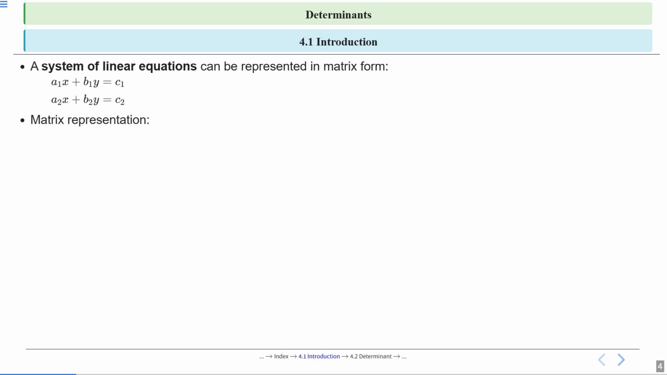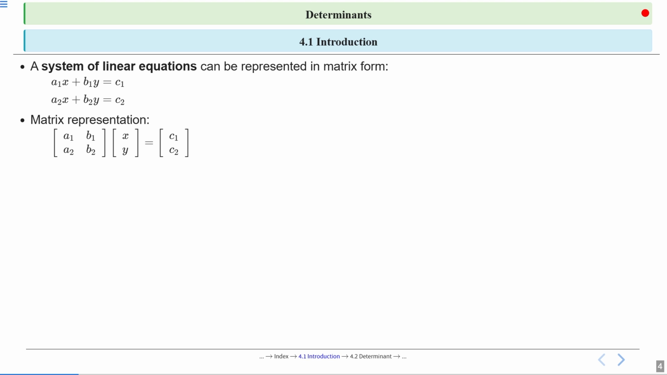So what is the matrix representation? It can be written as a1, the coefficient of x, and b1, the coefficient of y in the first equation. Then a2 is the coefficient of x in the second equation, then b2, the coefficient of y in the second equation. x and y are the variables that we need to find, and c1 and c2 are the constants. So by using a matrix, we can represent a system of linear equations.